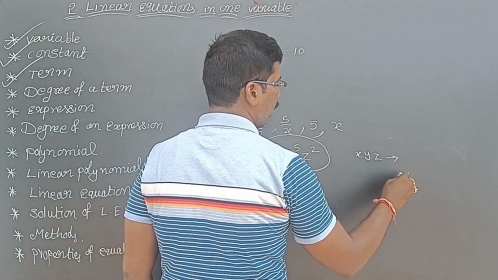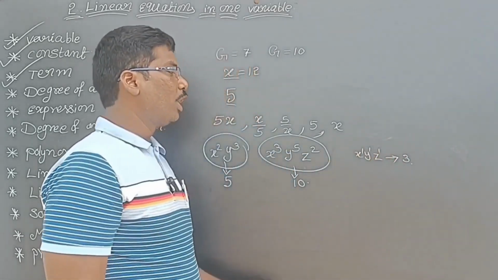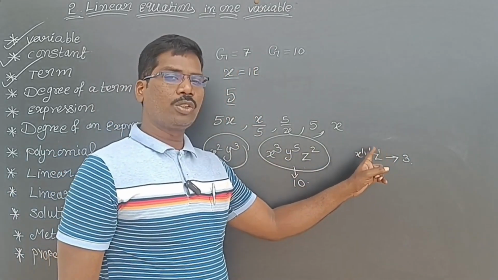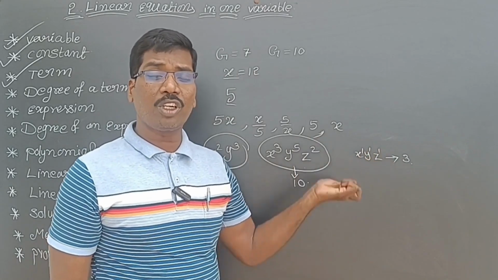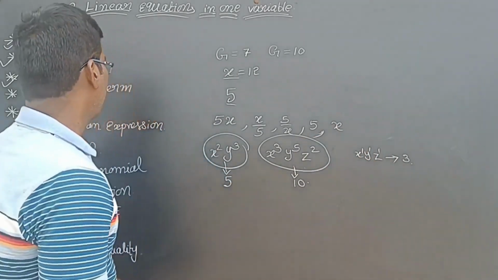x y z. What is the degree? That is 3, because x is 1, y is 1, z is 1. So the powers are 1 plus 1 plus 1, total 3. So the sum of the powers of variables which are present in a term is called the degree of the term. Next.